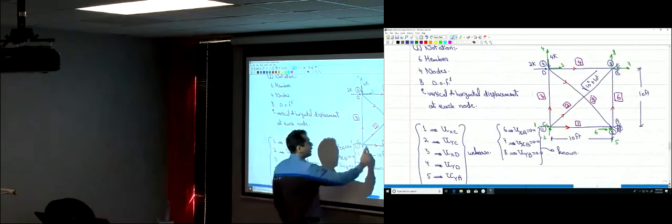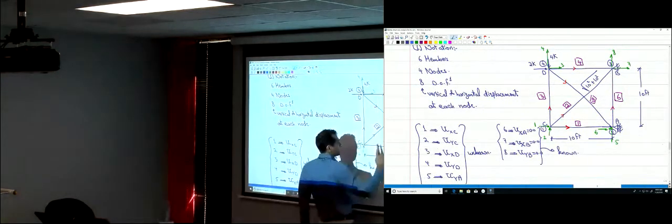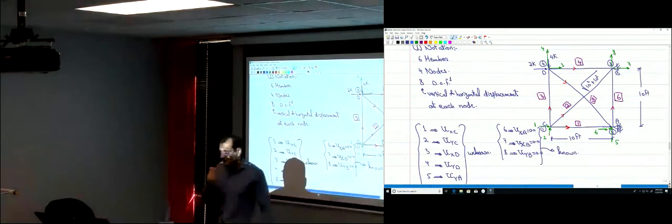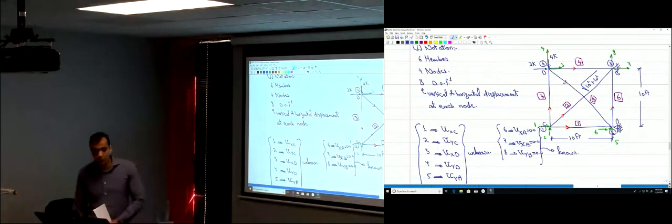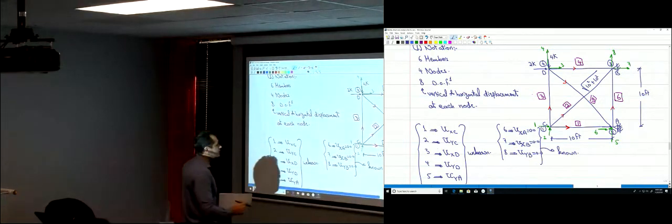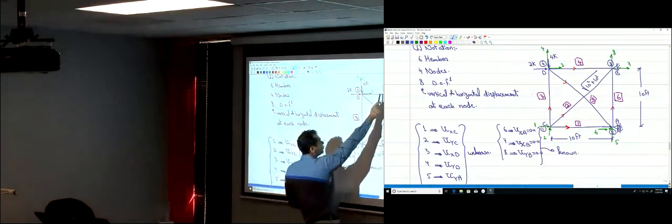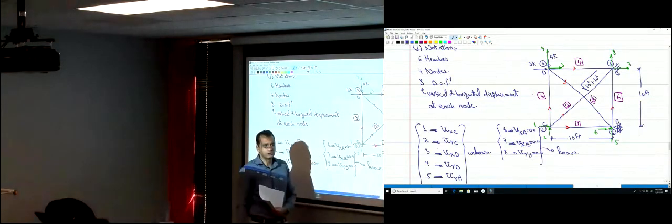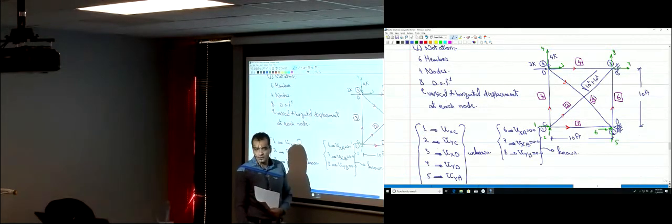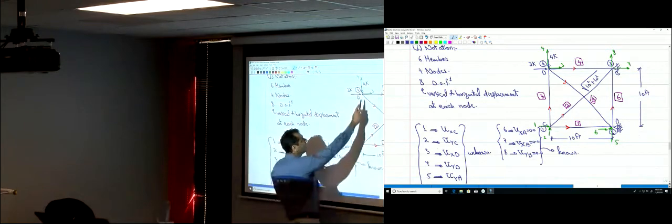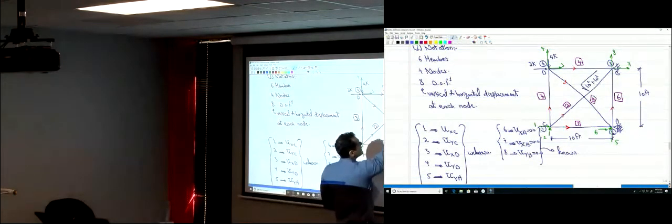Member 4 here has the same length as member 1. It has the same direction as member 1. It has the same EA as member 1. So they look identical. The only difference is what are the degrees of freedom at the ends of member 4. What are those in order? It's the horizontal, then the vertical displacement at the near end, the horizontal and the vertical displacement at the far end. So you have 3, 4, 7, and 8.